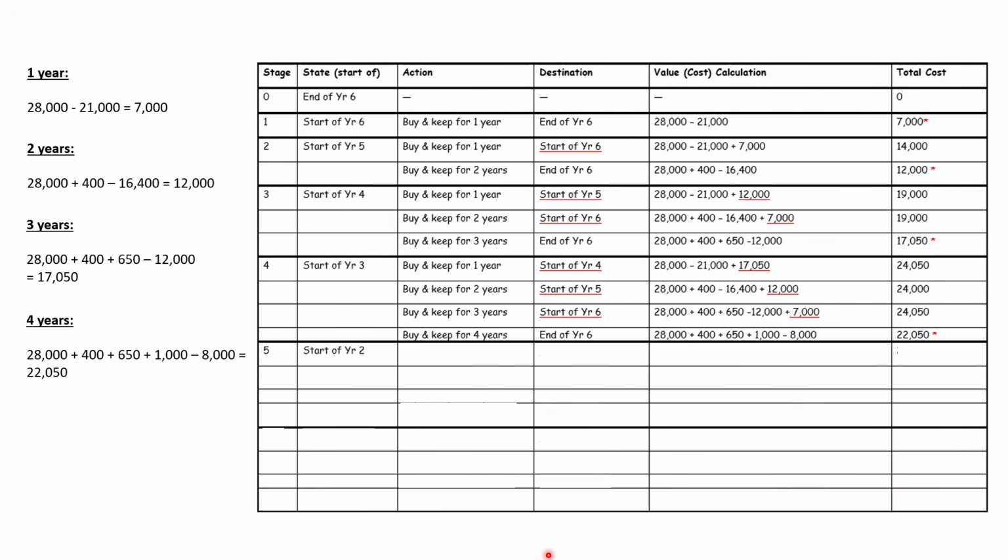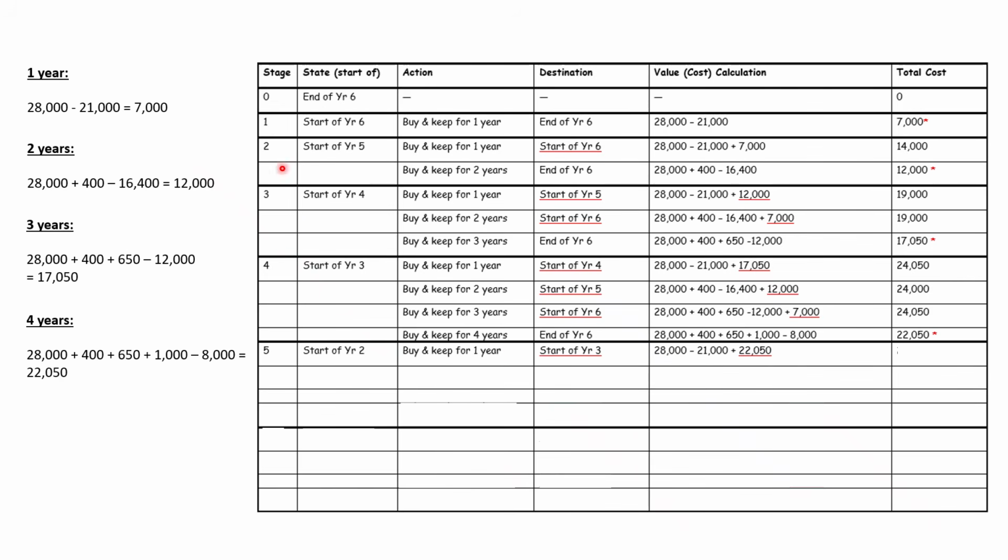Stage 5 will bring us to the start of year 2. Again, we can only keep a car for 4 years max. So we need to bear that in mind because you can't buy it at the start of year 2 and keep that same car. So we could buy a car and keep it for 1 year, which brings us to the start of year 3. That gives us our 7,000 for buying it and keeping it a year.